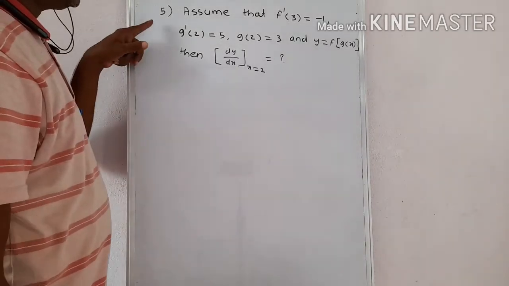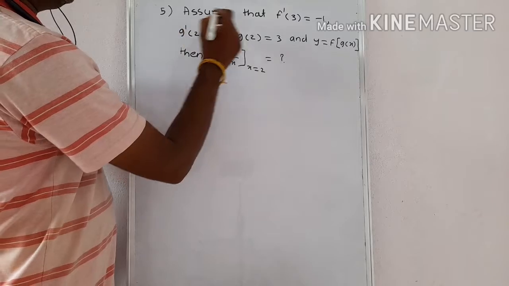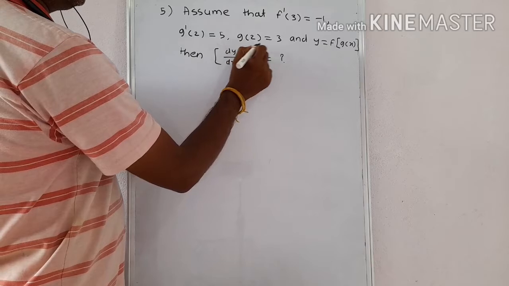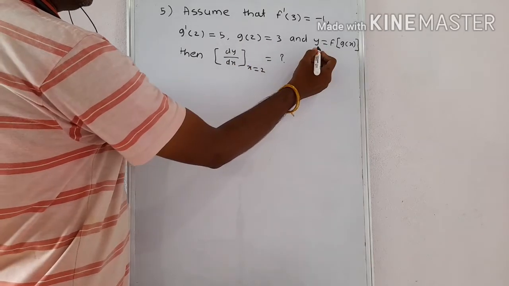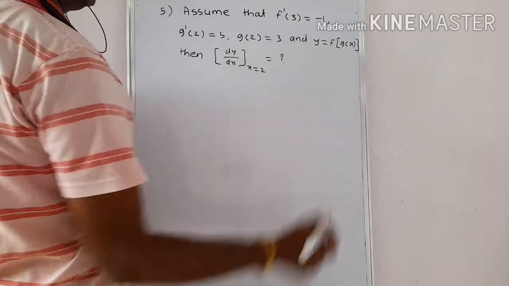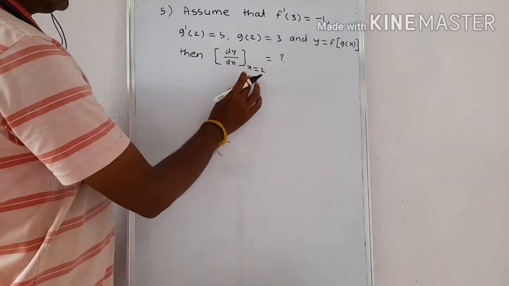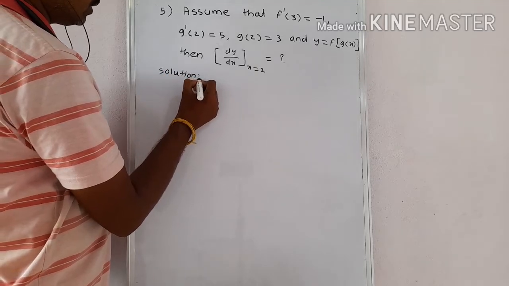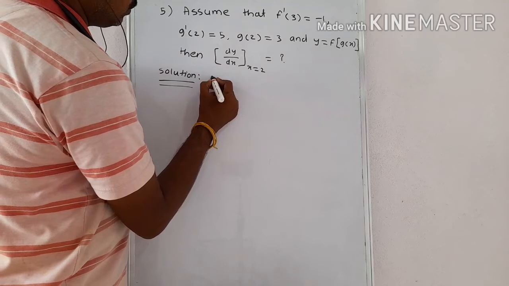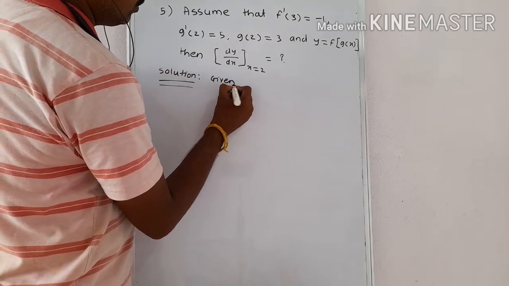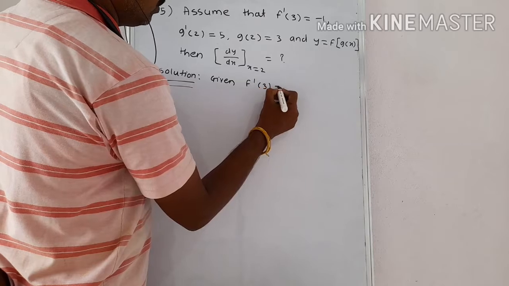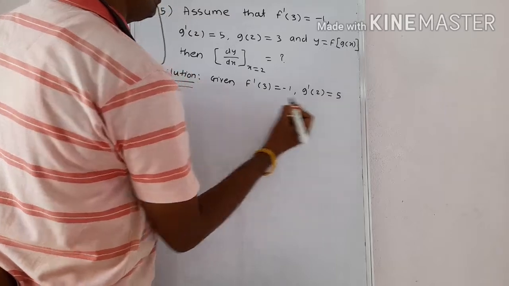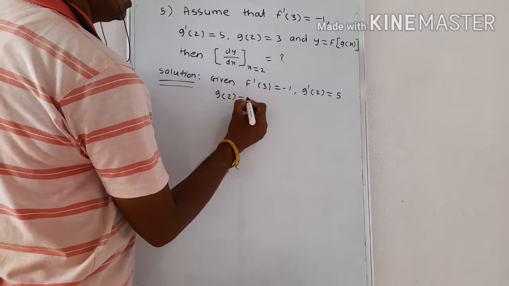Now, the fifth example in exercise 1.1 is: assume that f dash of 3 equals -1, g dash of 2 equals 5, g of 2 equals 3. These are the given values, and the function is y equals f of g of x, and we have to calculate dy by dx at x equal to 2. Now we will see the solution for this example. First, we write the given information: f dash of 3 equals -1, g dash of 2 equals 5, and g of 2 equals 3.